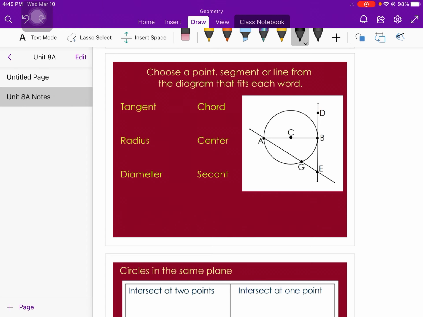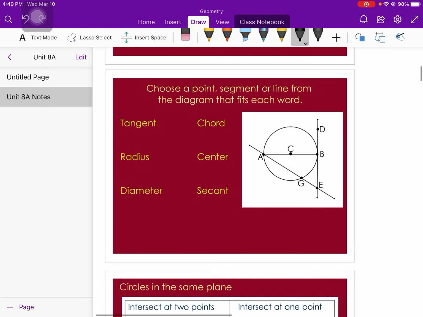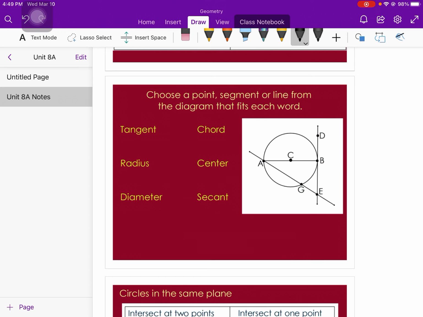All right, so looking at this, the first one, a tangent. We've got to find where it touches at one point. You could say multiple answers for this. You could say line DB, with the arrow over top, or line BE, or line DE. Any of those three would be acceptable because they're all the same line and they touch at point B. The chord would have to stop, and it's only 2 points, but they have to be on the circle. So that would be line segment AG, or you can go in the opposite order, GA.